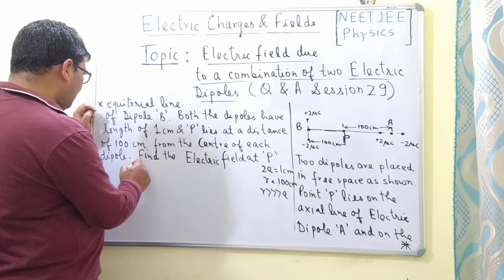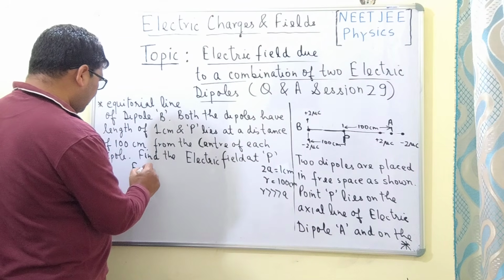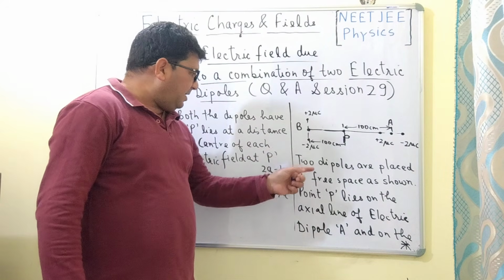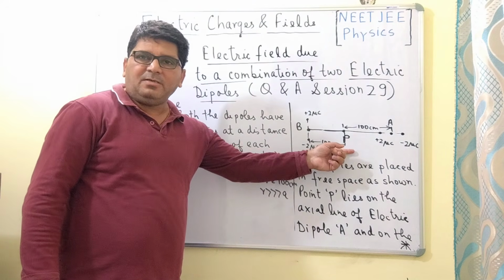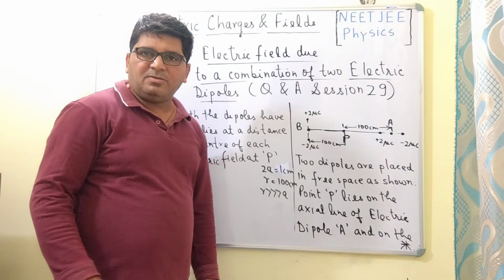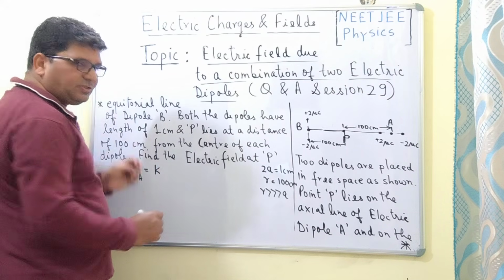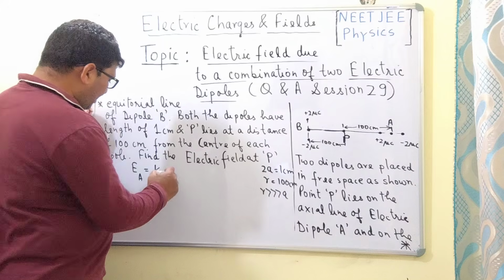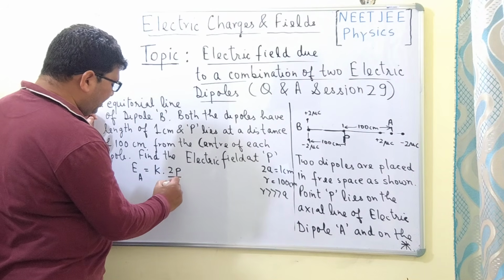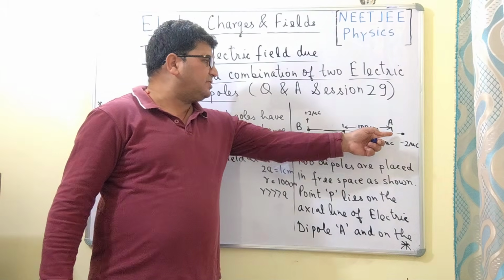The intensity of the electric field because of dipole A, using the formula for a short dipole when the point is lying at a very far distance from the center of the dipole, is EA = K into 2P divided by R cube, where K is a constant equal to 1 by 4 pi epsilon naught and P is the dipole moment. This is the intensity of the electric field at point P due to dipole A.